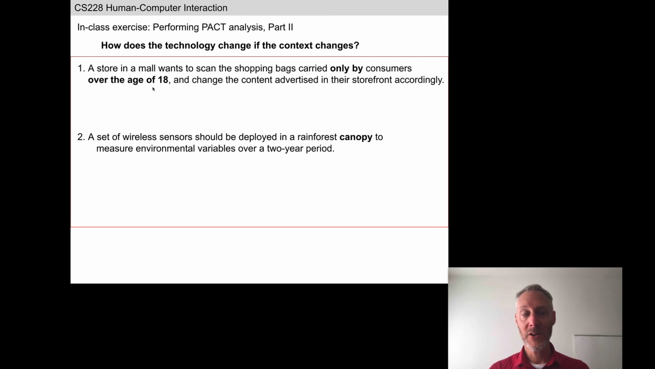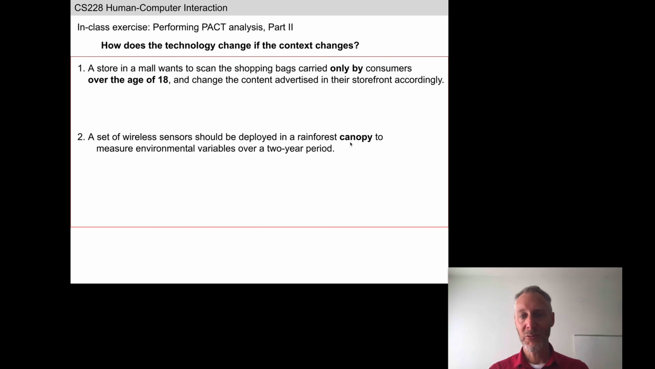Maybe it's not just minors, but somebody buys something in a store, and when they're buying it, they indicate they would prefer not to be a participant in this cloud of technologies that's now being deployed in the mall. How does that change your thinking about the technology? How would we protect either people to whom we should not be projecting targeted advertising or consumers who have opted out of targeted advertising in this mall setting?